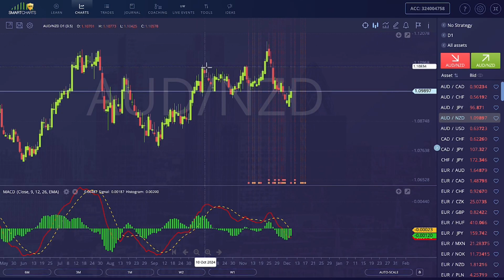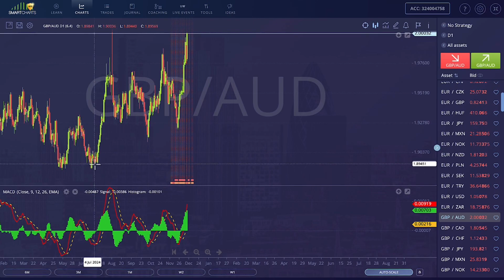Now, you could also use divergence for reversal. If price action is making higher highs, and the MACD is making lower highs, that's a bearish divergence. Your heads up for a potential reversal. And the same goes for bullish divergence in the opposite scenario: lower lows in price, higher lows on the MACD.